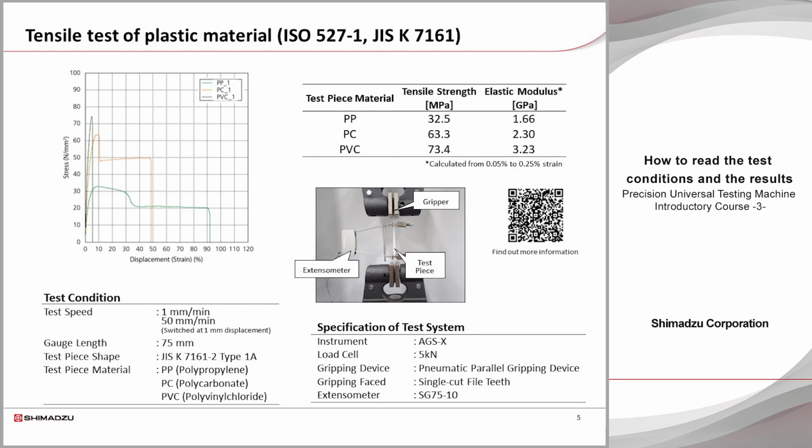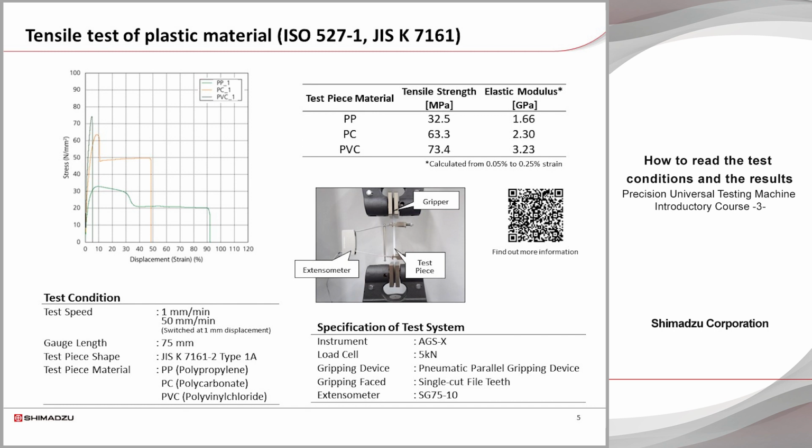The following is an example of a tensile test on plastics in accordance with JIS K 7161, Plastics: Determination of tensile properties, based on ISO 527-1. For resins such as plastics, there may be variation in the strength values obtained depending on the test speed. It is therefore preferable to use a low test speed when measuring the elastic modulus, where the measurement range is between 0.05% and 0.25% of strain.